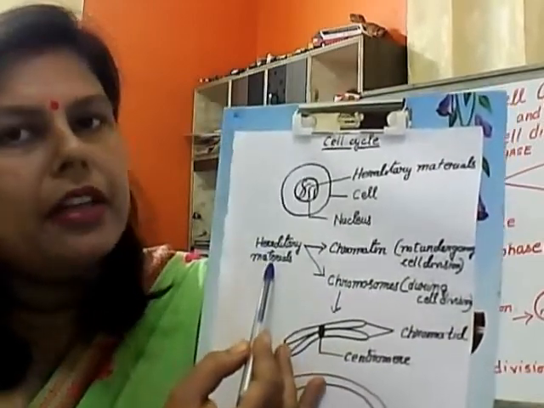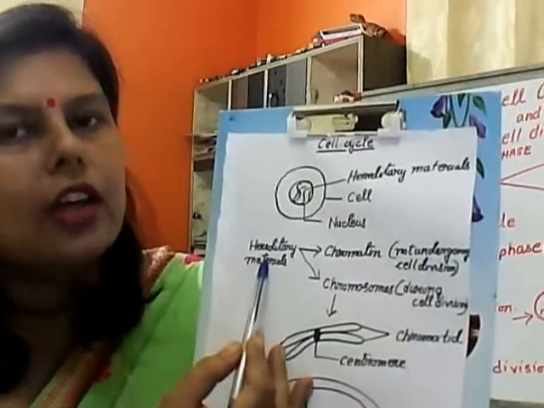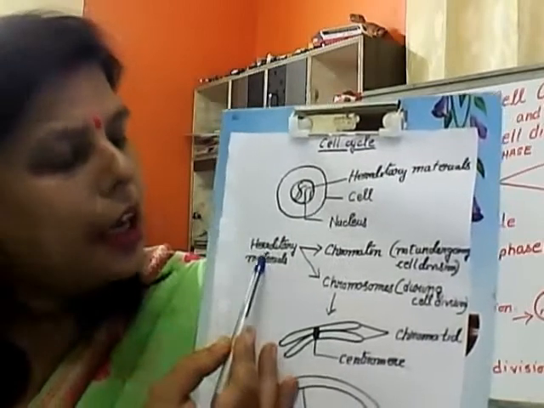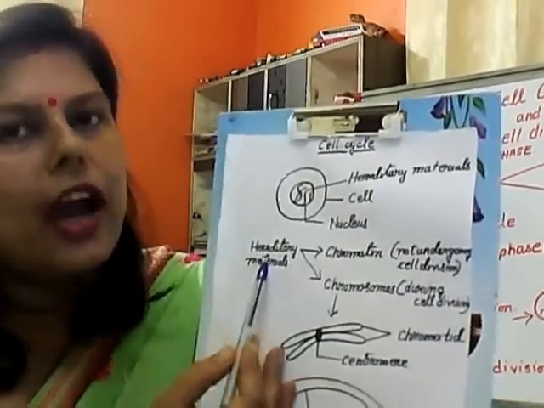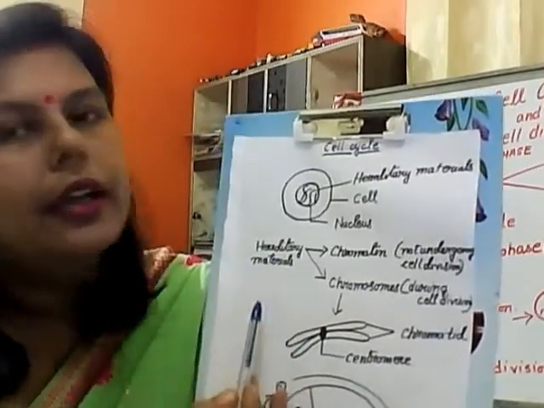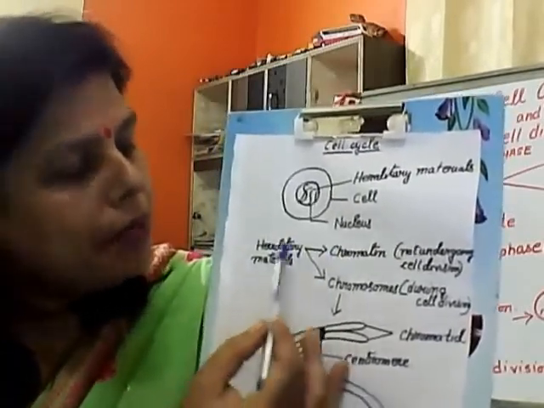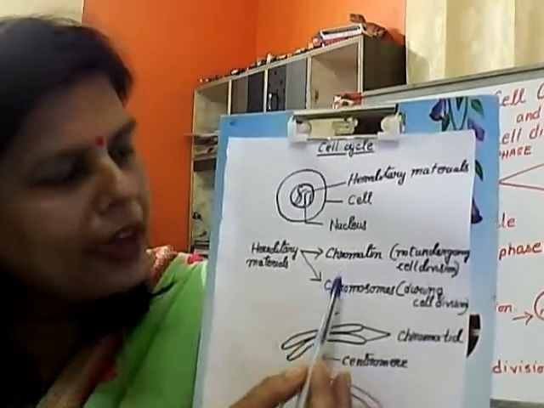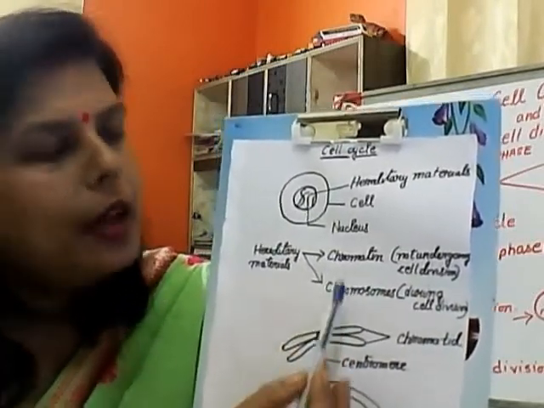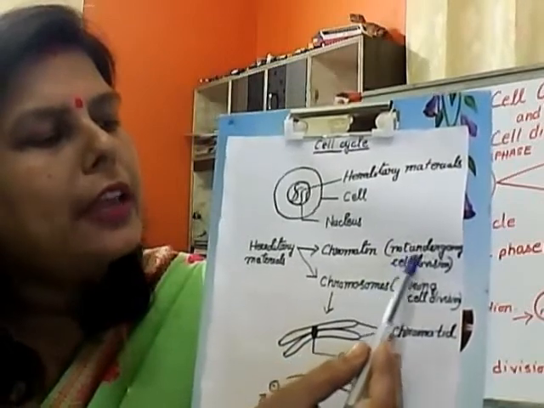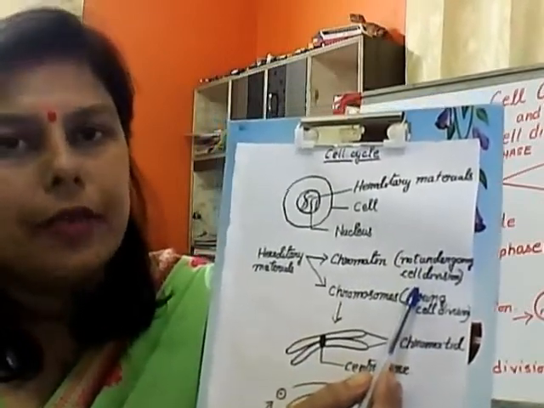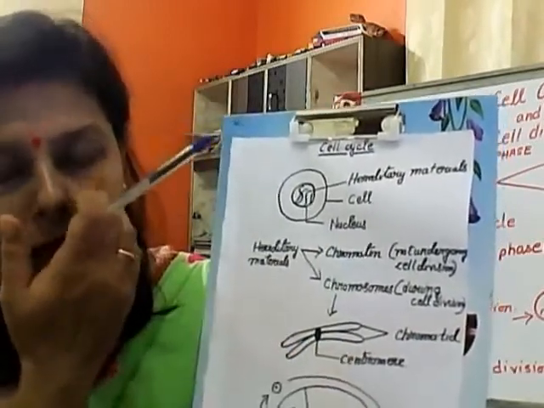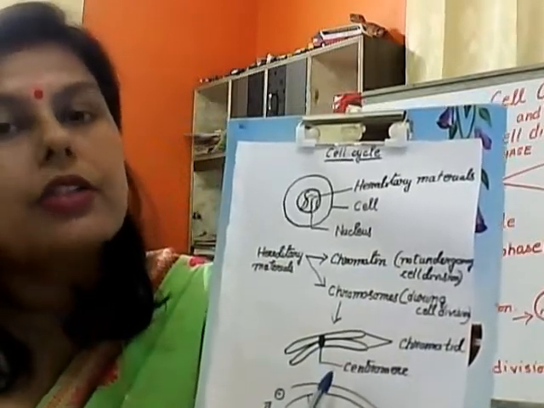And hereditary material means what? The materials which are transferred to their offspring from their parents, or you can say the characters. It contains certain characters which are transferred from one generation to the next generation. Actually chromatin and chromosome are the same thing, but it is termed chromatin when they are not undergoing cell division. At that time the structures are not so distinct. They are invisible elongated thread-like structures.